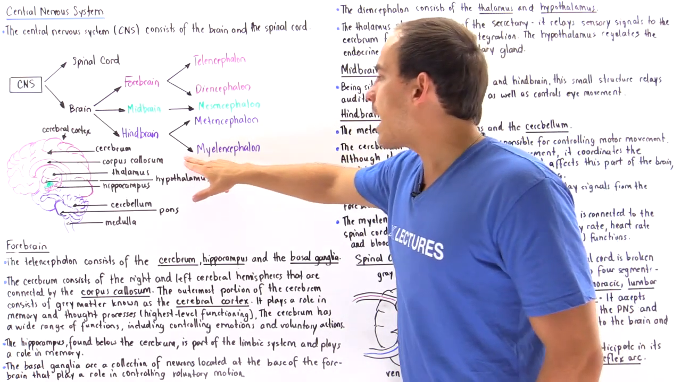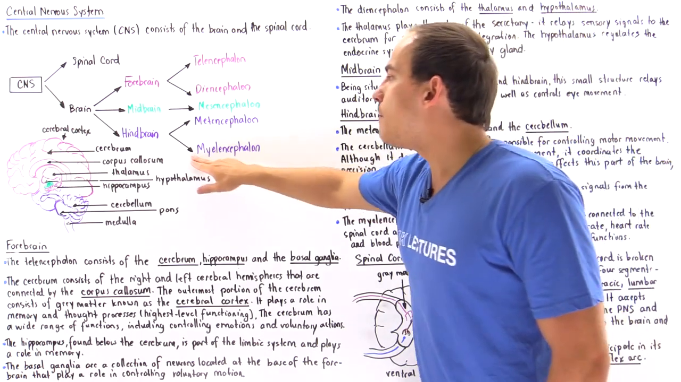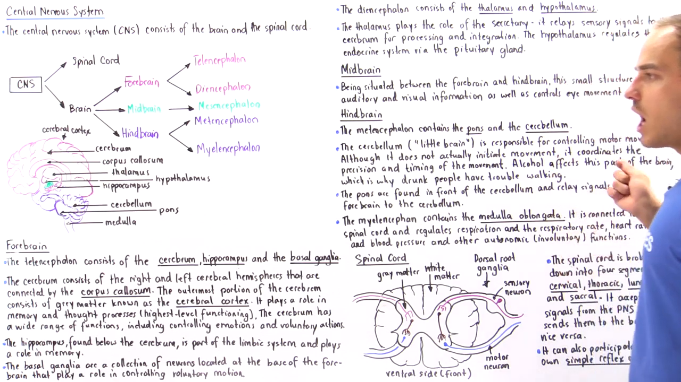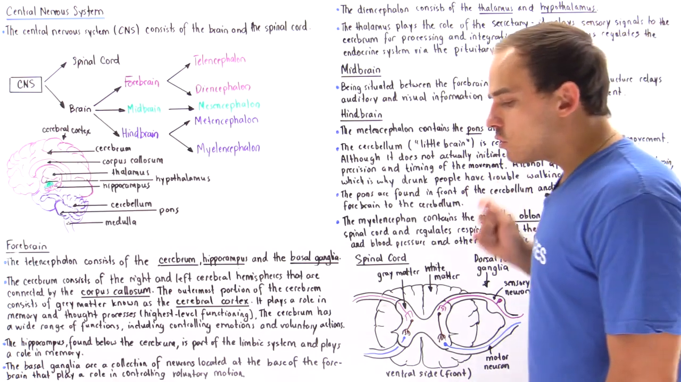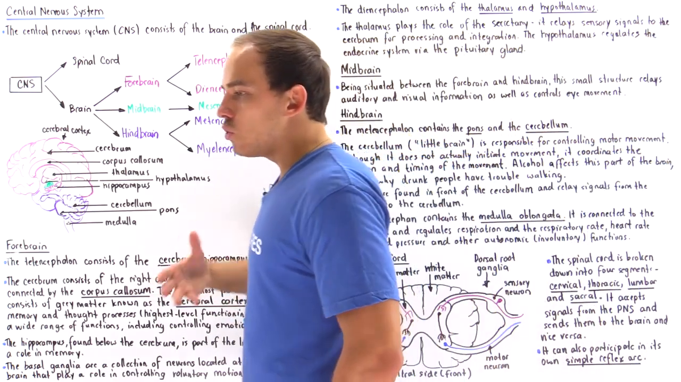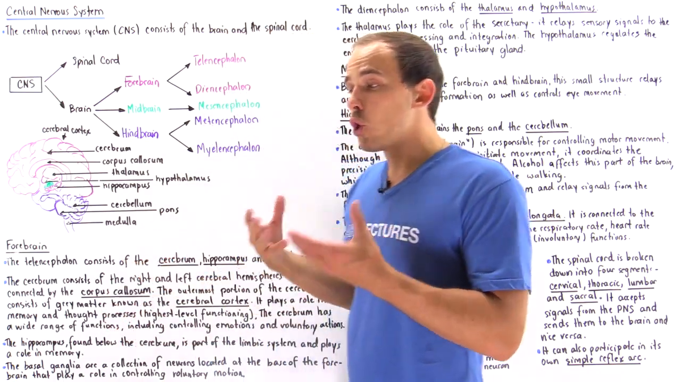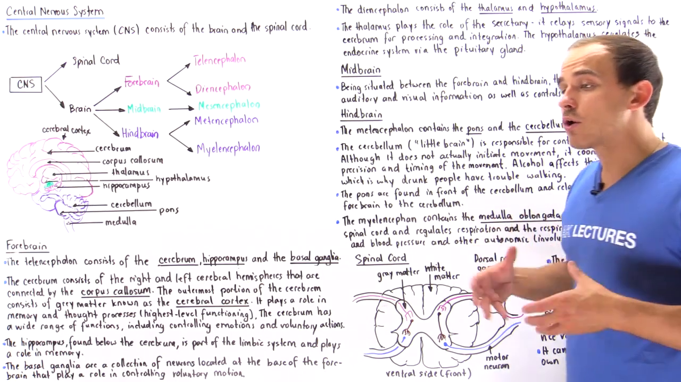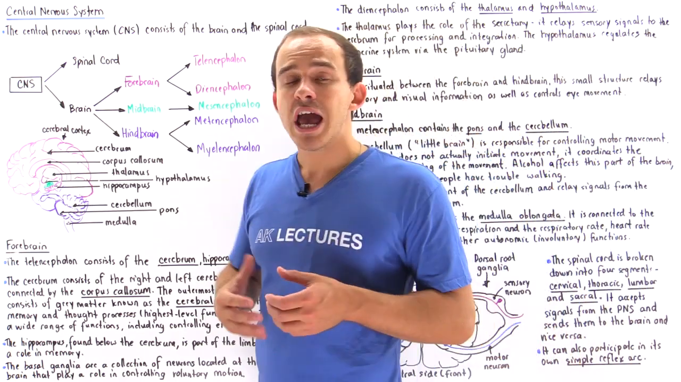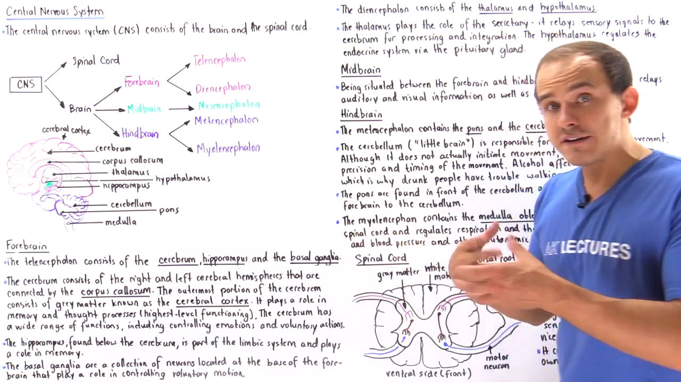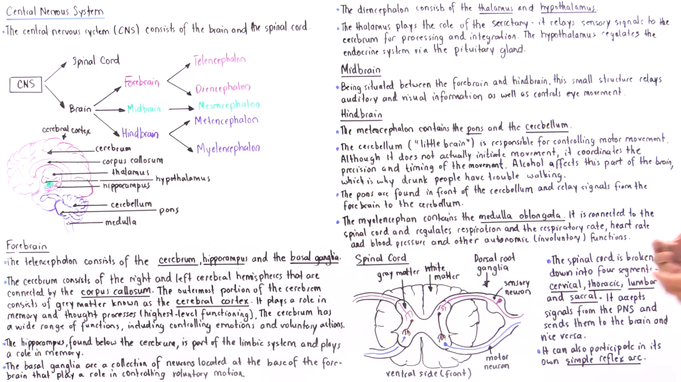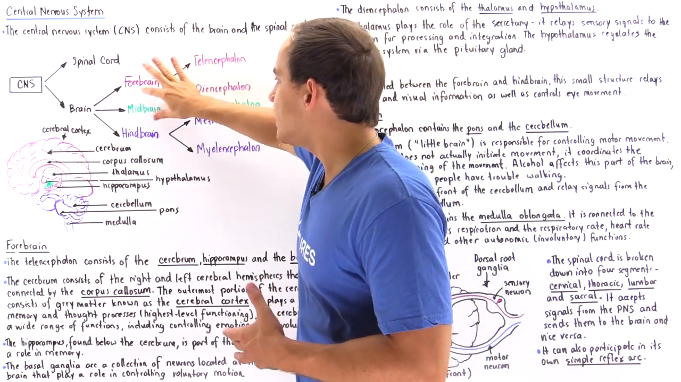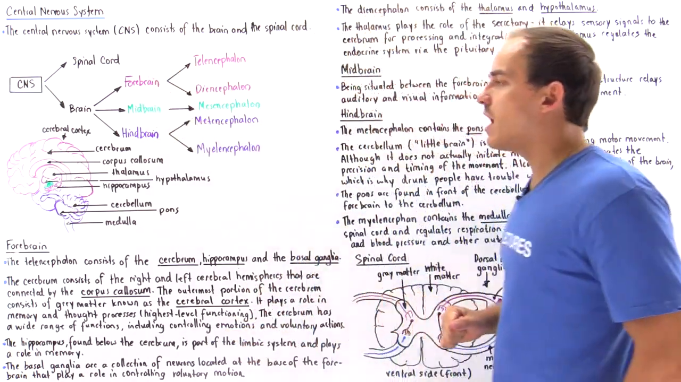Now, what about our myelencephalon? The myelencephalon contains our medulla, also known as the medulla oblongata. What our medulla actually does is it controls things like breathing. It controls our ventilation rate, our respiratory rate. It controls our heart rate as well as blood pressure and other automatic or involuntary motion. For example, it controls vomiting. So we have the forebrain, we have the midbrain, and we have the hindbrain.